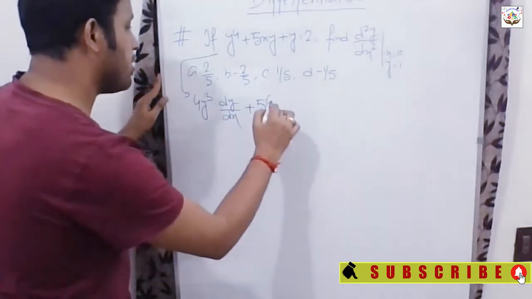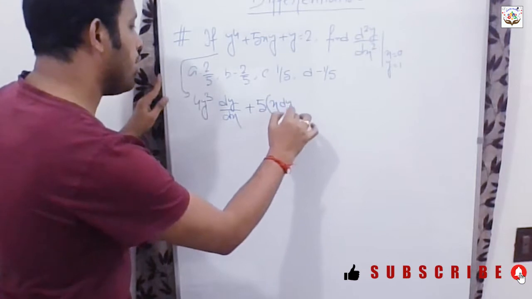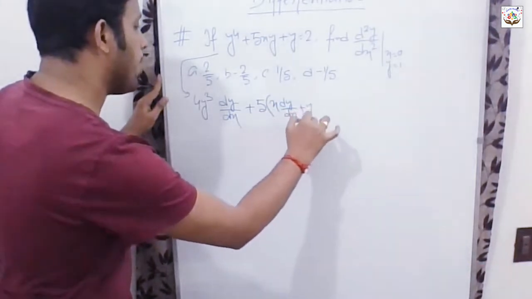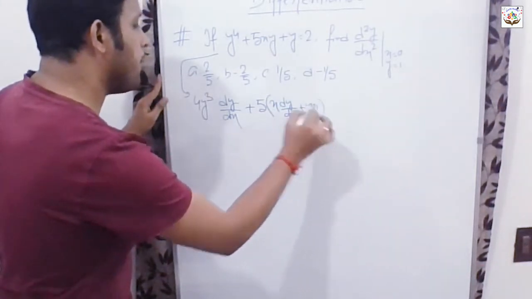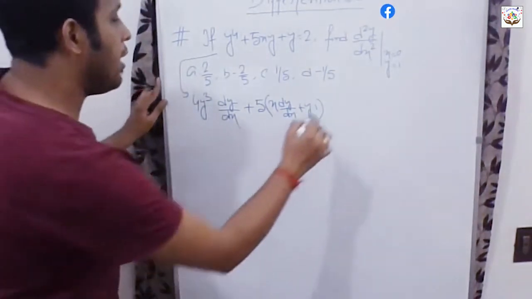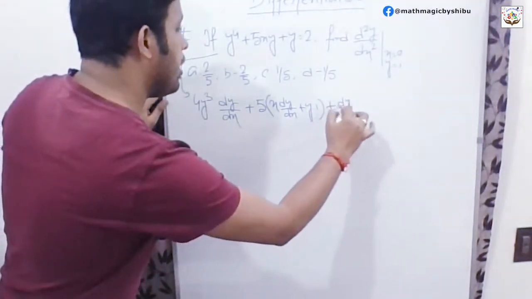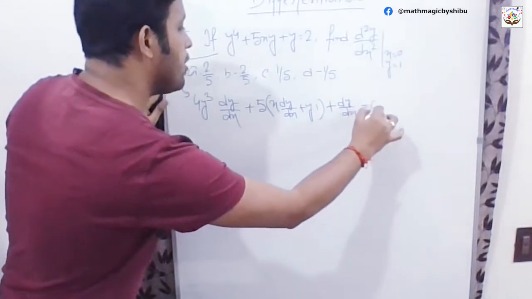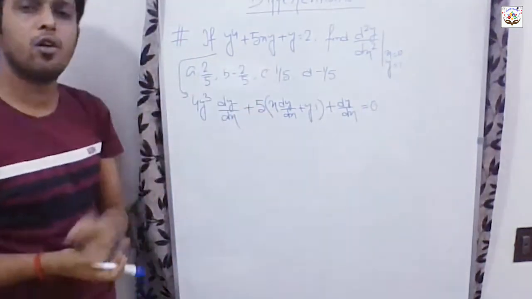Differentiation of xy is x into dy dx plus y into the differentiation of x, which will be 1, right? And the differentiation of y would be dy dx. And differentiation of 2 is 0, as 2 is a constant term.